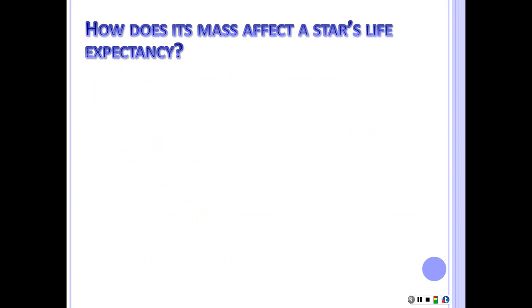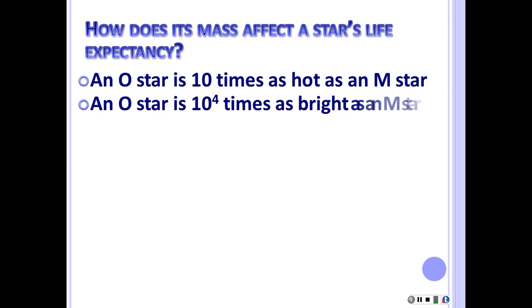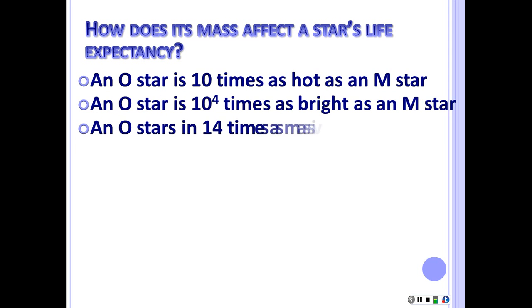So what effect does this have on a star's life expectancy? Well, let's consider an O-type star, which is very hot, 30,000 Kelvin. It's 10 times as hot as an M star, which is only 3,000 Kelvin. An O star is 10 to the 4 times as bright as an M star. Remember, an M star is fainter than a sun-like star. But an O star only has 14 times the mass.